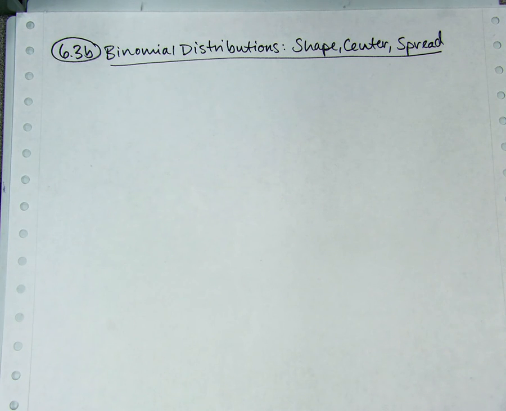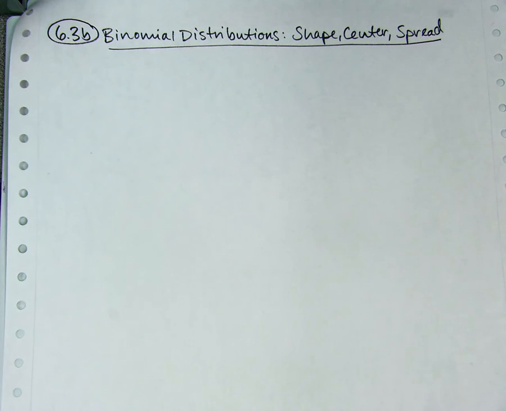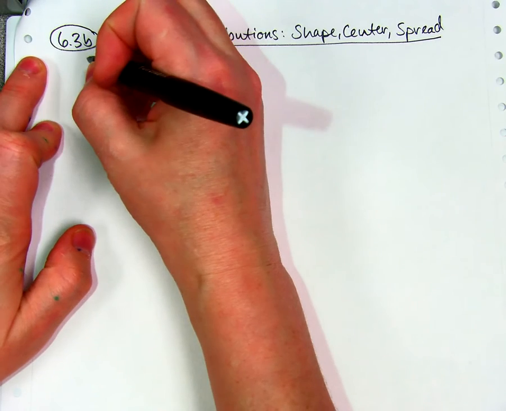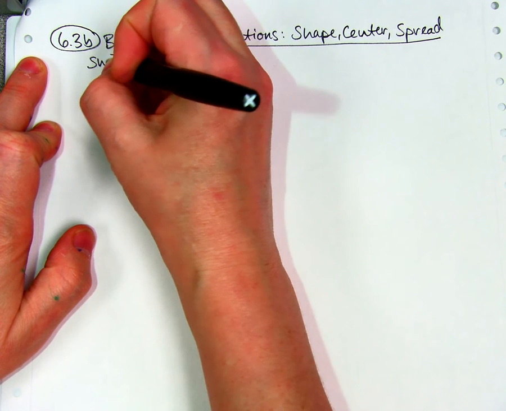All right, here are the notes for 6.3b. We're continuing to talk about binomial random variables, and specifically, what does the distribution look like? And you saw one of those in the warm-up, and we'll just continue what we were doing there. So, shape, center, spread. That's where we're headed.